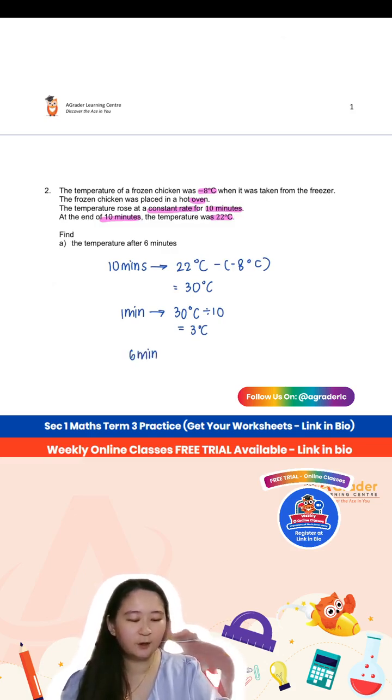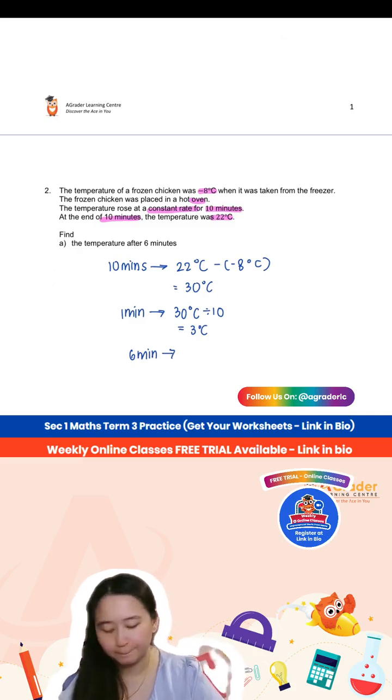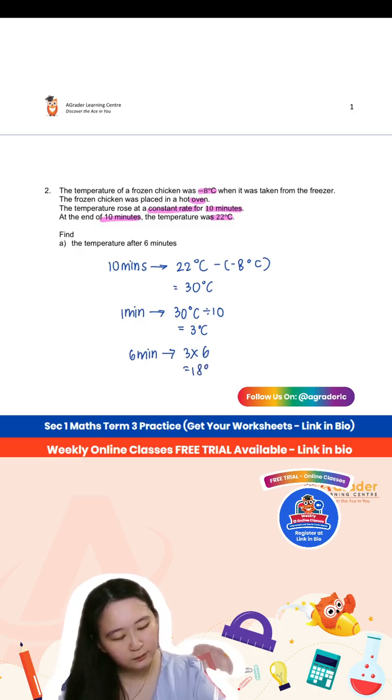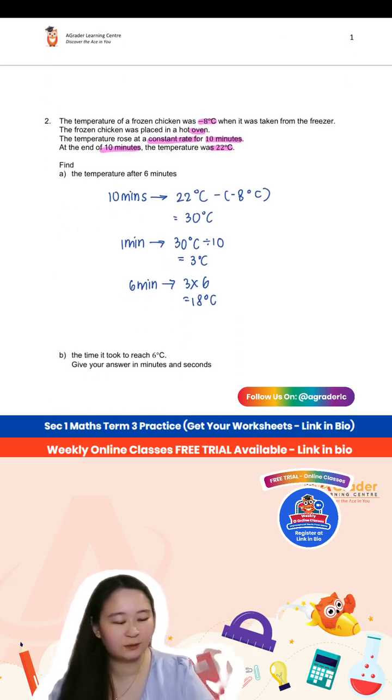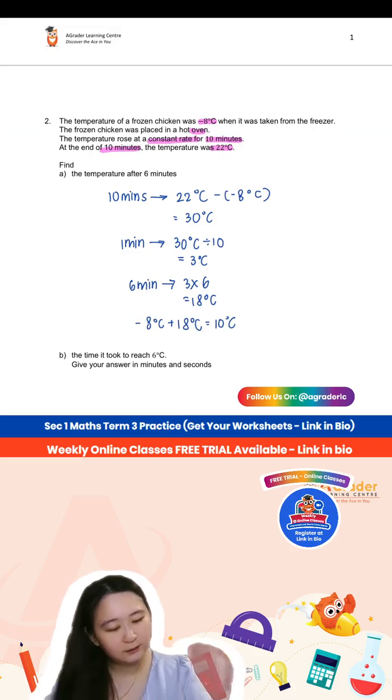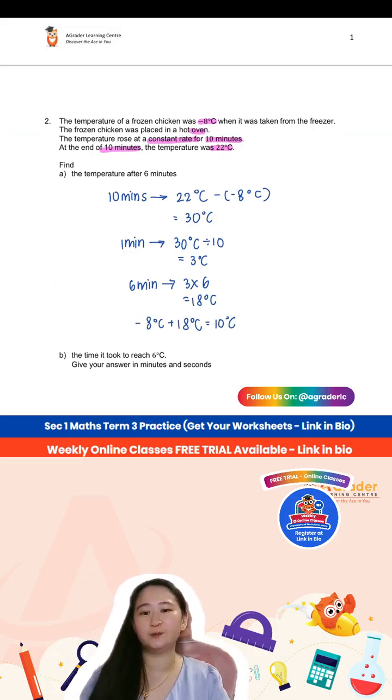Every minute you increase by 3 degrees Celsius. And then they ask for after 6 minutes. So there's an increase of 18 degrees Celsius. So from -8 degrees Celsius plus 18 degrees Celsius, the temperature will be 10 degrees Celsius.